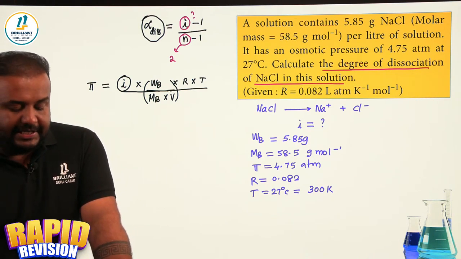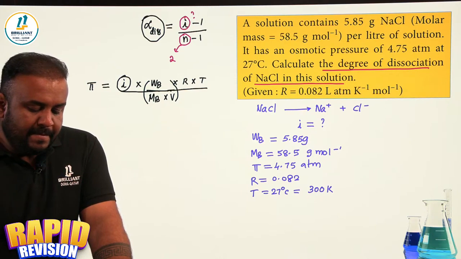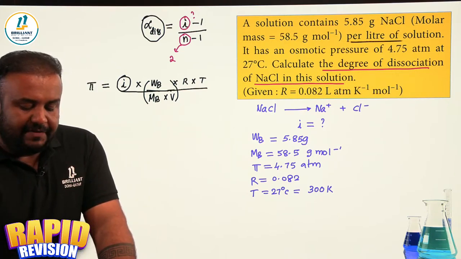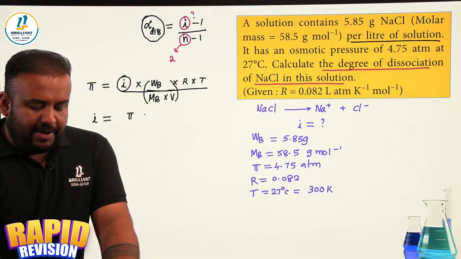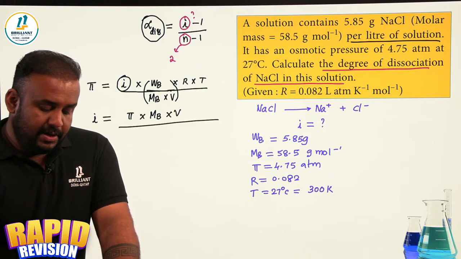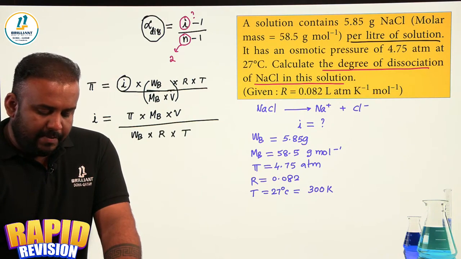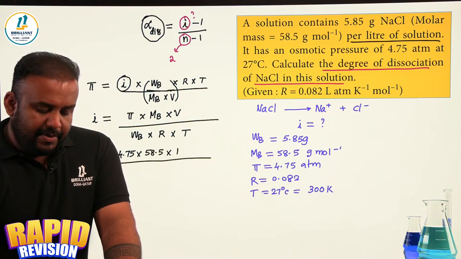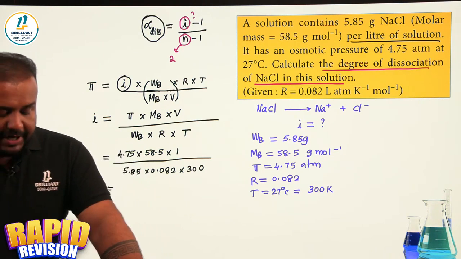Can you quickly find out what is i by substituting these values? Already the volume is given here. It is said that it is per liter. So take it as 1 liter. Find the value of i. i will be pi into MB into V divided by WB into RT. Pi is already listed, 4.75. MB is 58.5. V is 1 liter. WB is 5.85, R is 0.082, and T is 300. Find out what is the value of i.